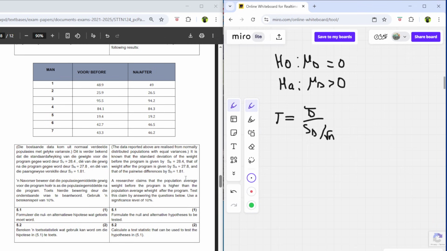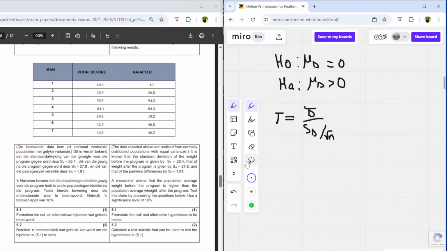So they only gave us the standard deviation of the difference and not the average difference. I don't know why it's 2 marks. It's supposed to be at least 4 or 5 marks, unless they gave us the average differences. So they didn't give us the average differences, meaning that we have to find the average differences ourselves.